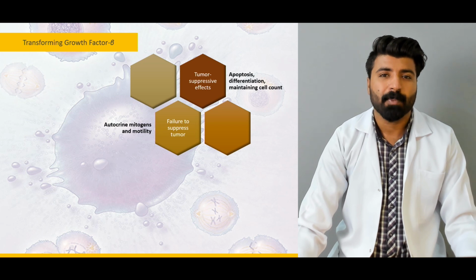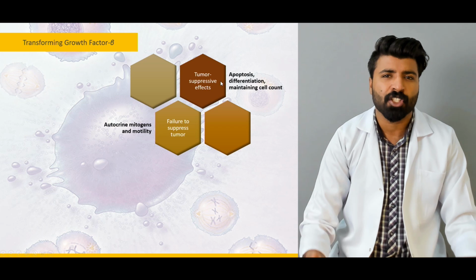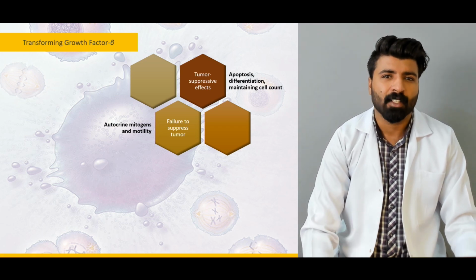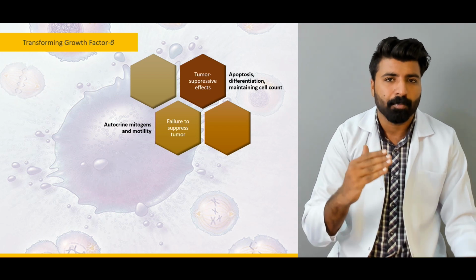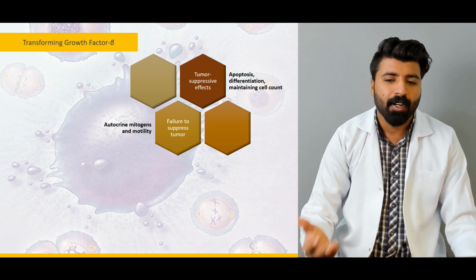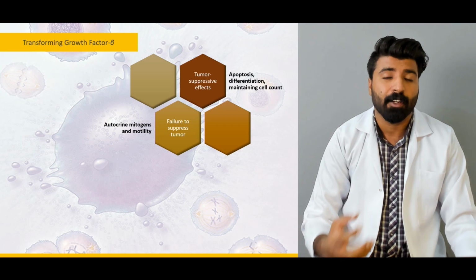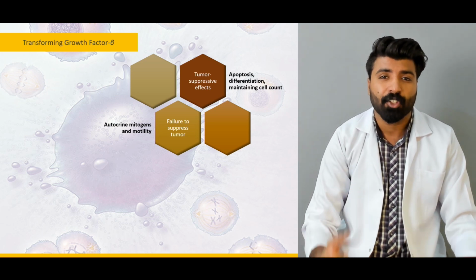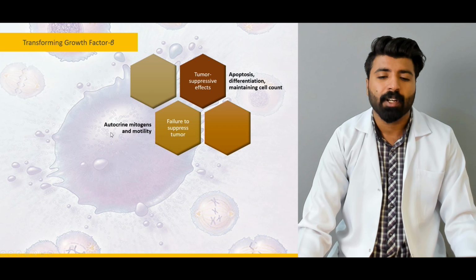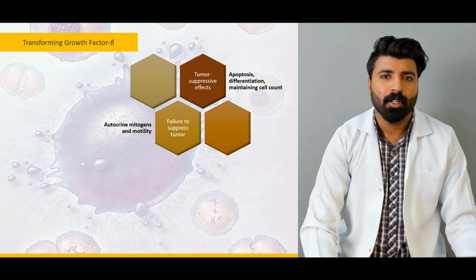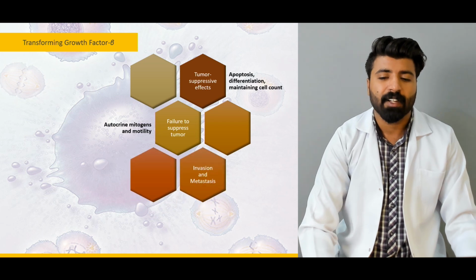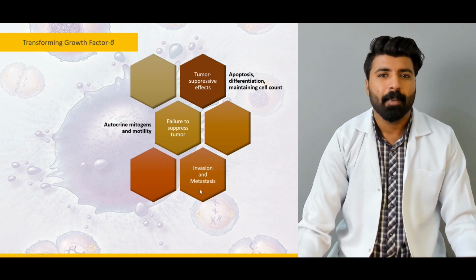So tumor suppressive effects, it gives off tumor suppressive effects by apoptosis and differentiation of the cell and maintaining the cell count. That it should be appropriate cell count, it should not exceed that limit, it should not be below that limit. But what if it's a failure to suppress that tumor? It's autocrine, mitogens, and motility. It will cause the motility of the tumor that will lead to further devastating effects of invasion and metastasis.